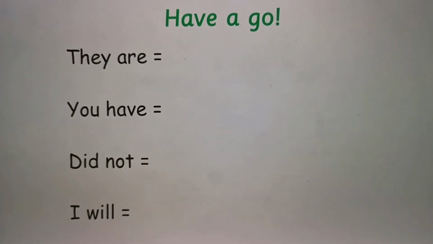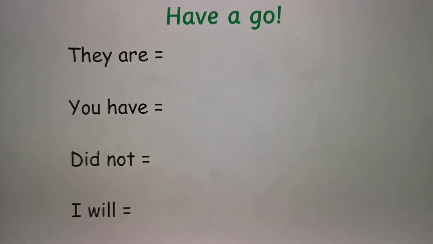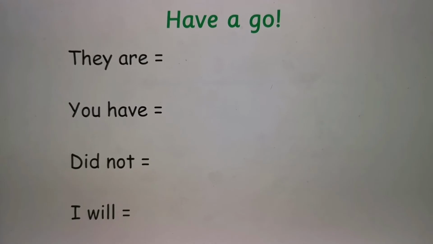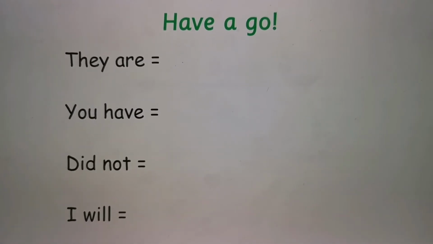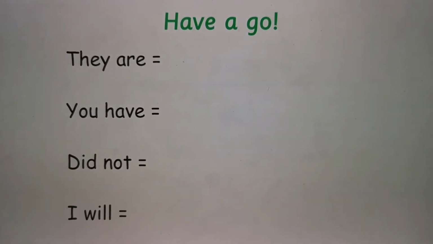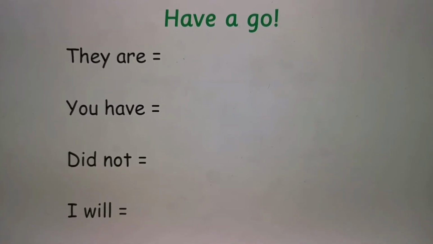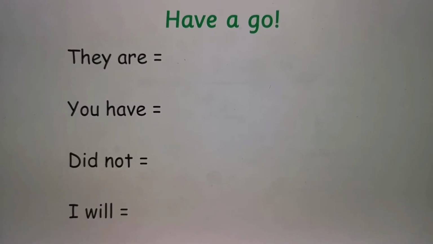Now is your chance to have a go. Pause the video here and see if you can work out what the contractions are for these words. We have they are, you have, did not, and I will. Remember to put your apostrophes in the places that you omit the letters. Good luck!